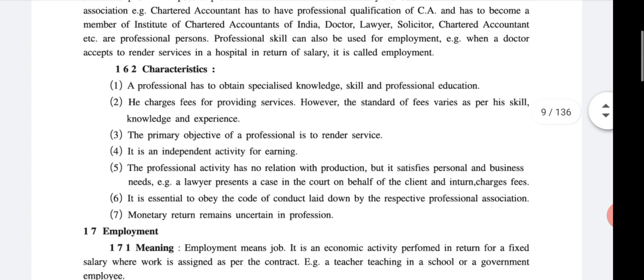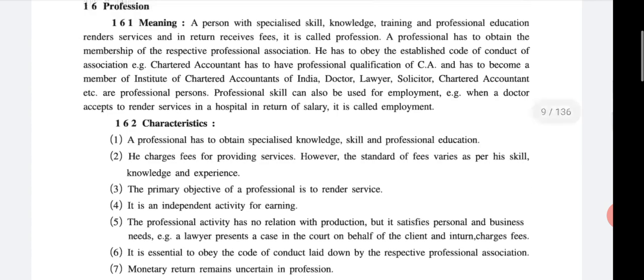Then in the next lecture, we studied the topic of profession. What is profession? An activity in which a person with special skill, knowledge, training, and professional education renders a service and in return receives a fee. It is called profession. Like CAs, doctors, solicitors, and lawyers, they are all professionals. Like any chartered accountant provides accounting service to his or her client, that is professional service, and in return he receives a fee from the client.